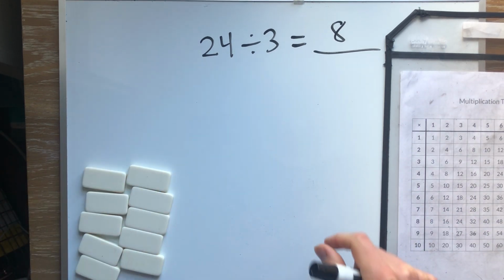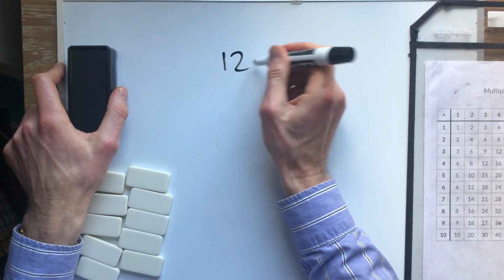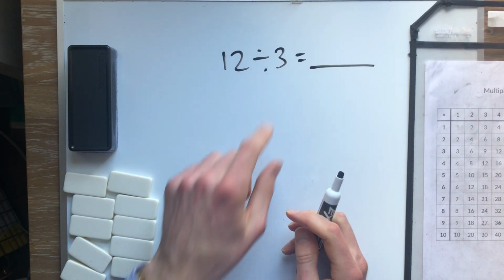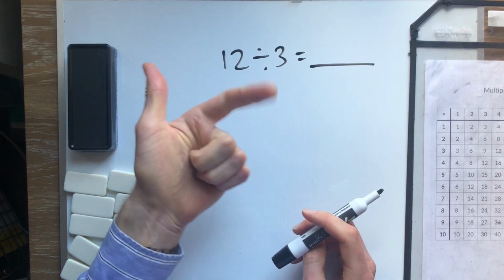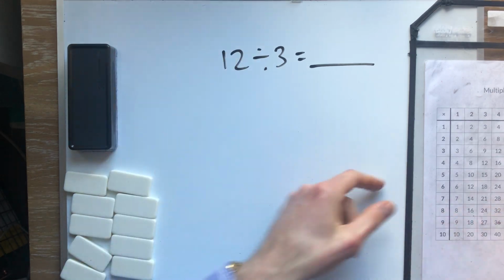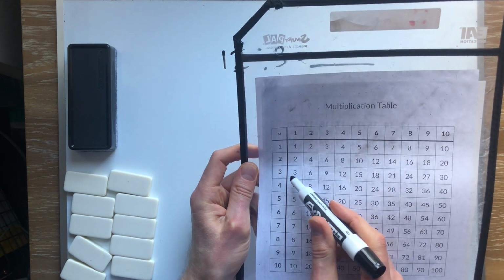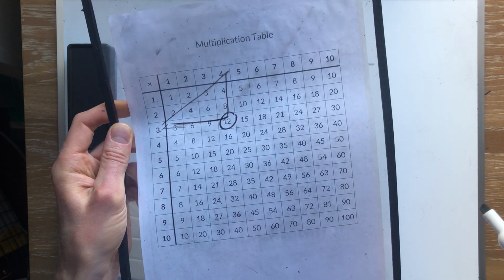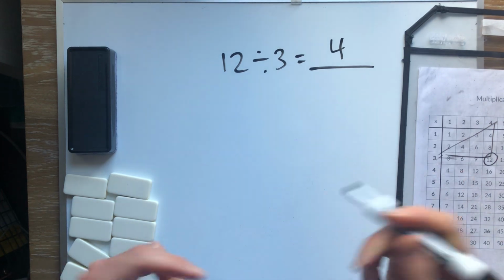3, 6, 9, 12. So let's see, maybe I'll do a smaller number with 3's just so you kind of get that. Let's say 12 divided by 3. That's a little easier. 12 divided by 3. Or 3 times what equals 12? Well, 3, 6, 9, 12. 3 times 4 equals 12. Let's see right here too. 3, there's 1, 3, 2, 3. Yep, there it is, 12. 3 times 4 equals 12. So 3 times what equals 12? 3 times 4. I just solved it.